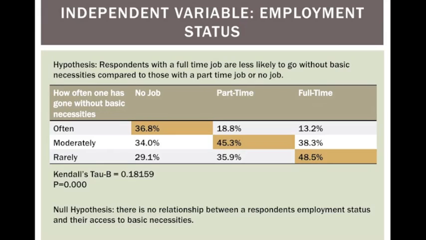For employment status, we hypothesized that those with a full-time job would have better access to basic necessities in comparison to those who are unemployed or have a part-time job. This is because on a general scale, respondents with a full-time job will have a higher income and will be able to obtain these basic necessities. Our findings do support our hypothesis, however, the relationship between the two is not very strong. The Tau-B score is 0.18159, meaning that the relationship is weak and minimally acceptable. The F-prob is 0.00, meaning that there is less than 1 in 1,000 chances that the observed mean differences are due simply to sampling error.